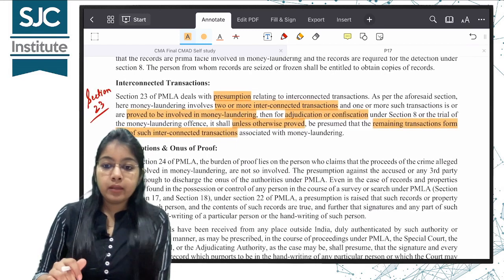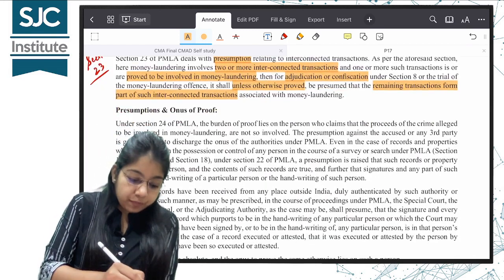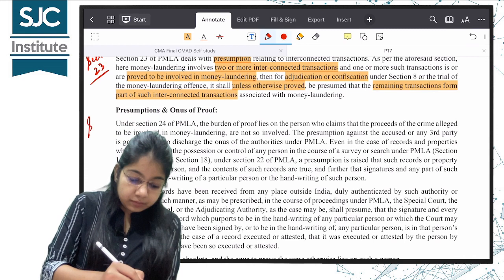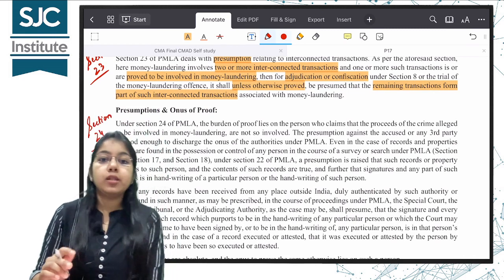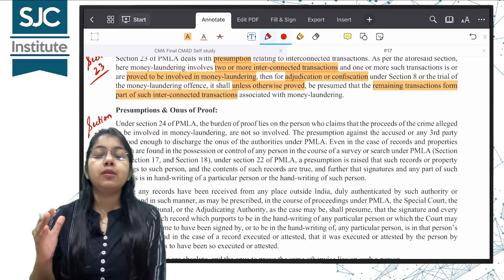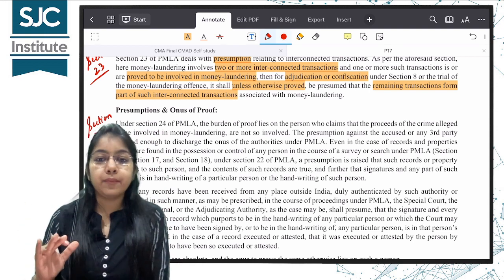Clear? Next is section 24 of PMLA. Presumptions and onus of proof. So, who has the burden to prove that I am not guilty?